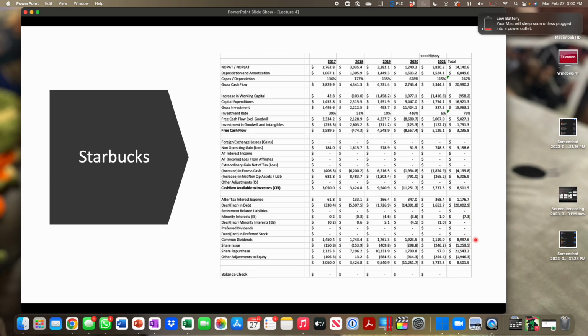Starbucks then spent $8.9 billion, about $9 billion on dividends over the 5 years. And then Starbucks bought back $21.5 billion of their own shares. So 21.5 plus 9 is about $30.5 billion of payout to the shareholders. How do you pay out $30 billion to shareholders if you only got $8.5 billion of cash to pay out? You borrow a bunch of debt.